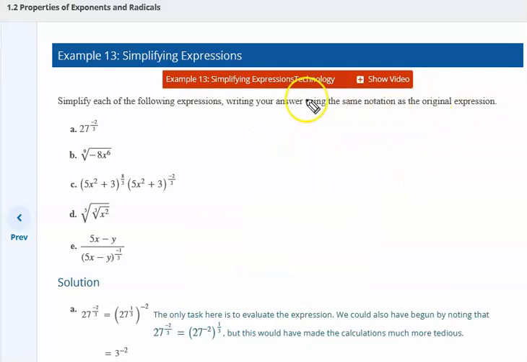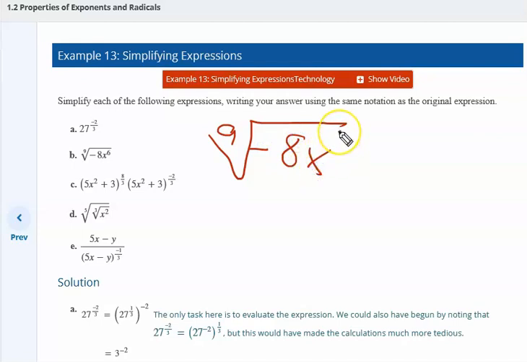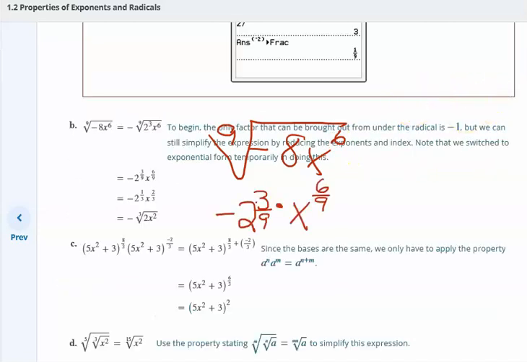Clear this up, and we get the 9th root of a negative 8 x to the 6th power. Now, for something like this, and I guess these are challenging, we can think of negative 8 as negative 2 to the 3rd power over 9, and the x to the 6th over 9. That's what this stage is showing.